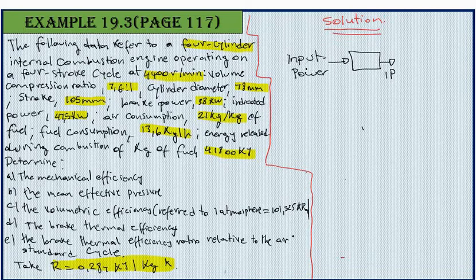So from the input power to the indicated power, we basically need to convert the input into a pressure, which is the indicated power. During the transformation, there is always a loss occurring. So the input power cannot be equal to or greater than the indicated power, because there is some loss occurring in the system.